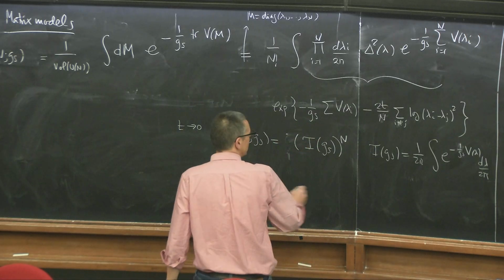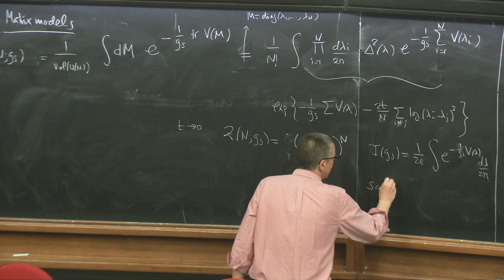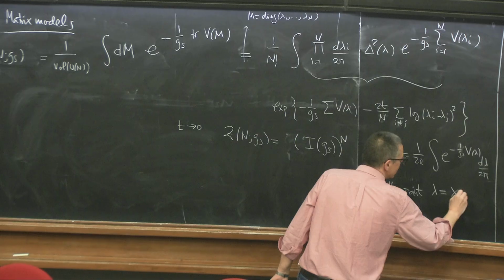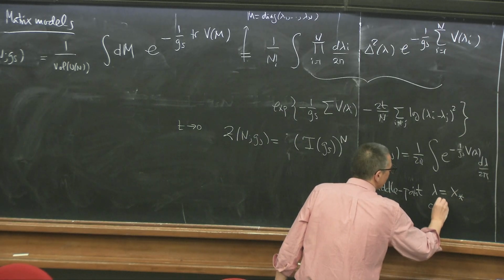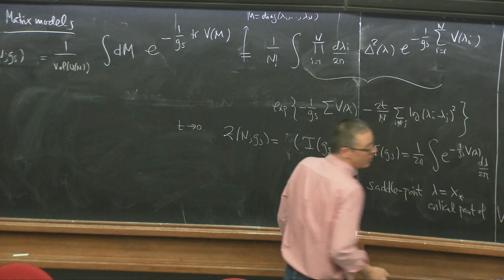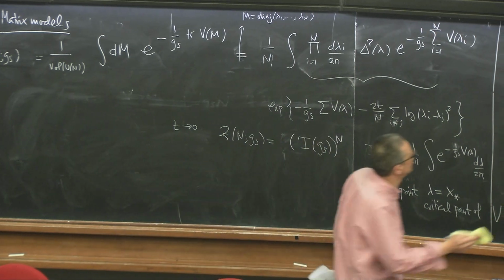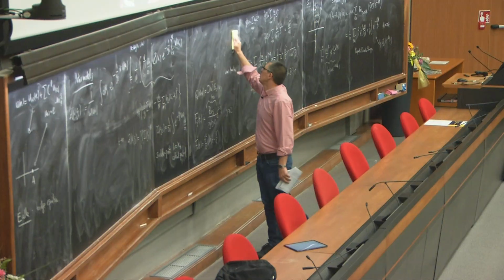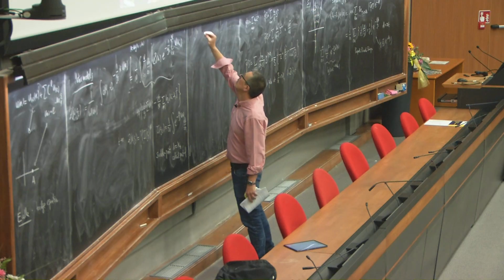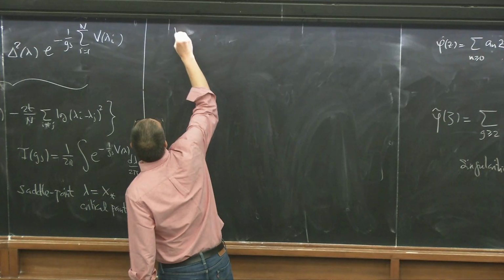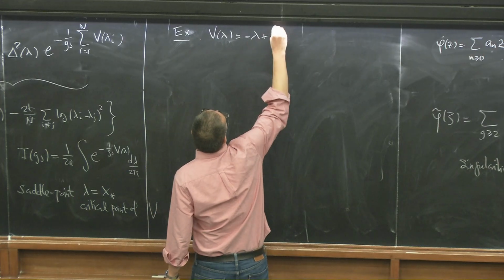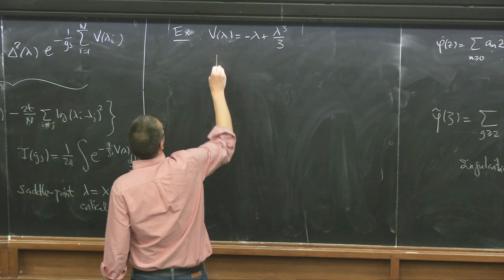So I'm going to assume that these integrals can be analyzed around the saddle point, around a point lambda equal to x star, which is a critical point of V. My favorite example in these lectures is going to be the cubic matrix model. An example of this is V of lambda equal to minus lambda plus lambda cubed over 3. So this is a potential like this.